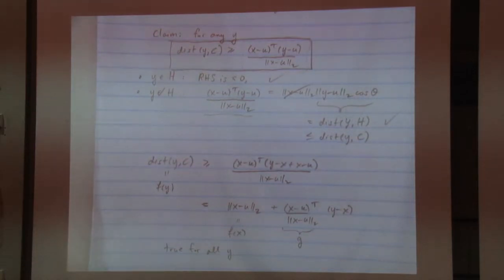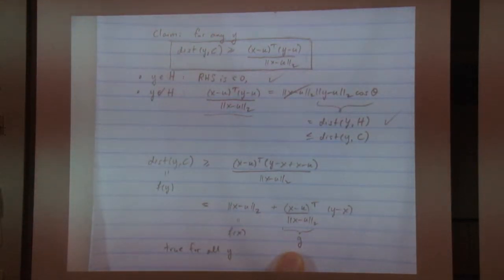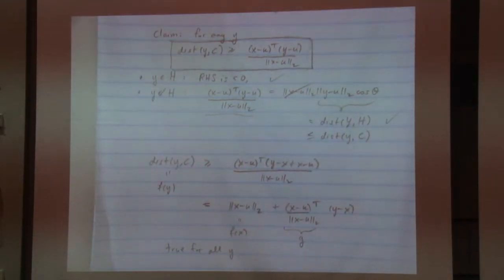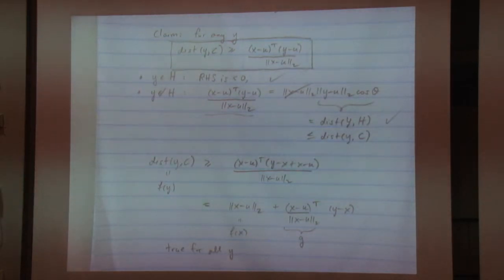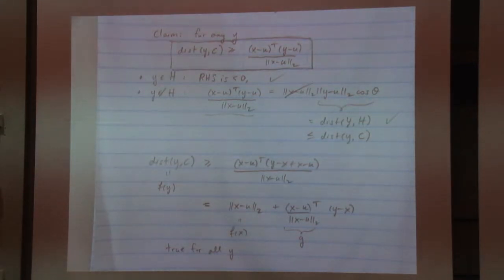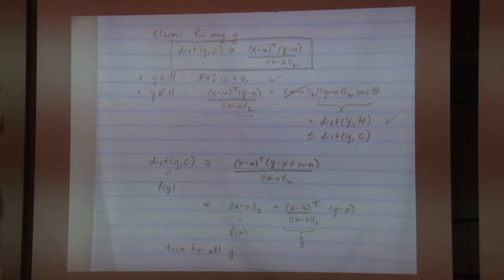So what we've established in this claim is just the fact that this vector g is a subgradient of the distance function at x. Any questions about that? Okay, that was just a demonstration of how to prove something's a subgradient.